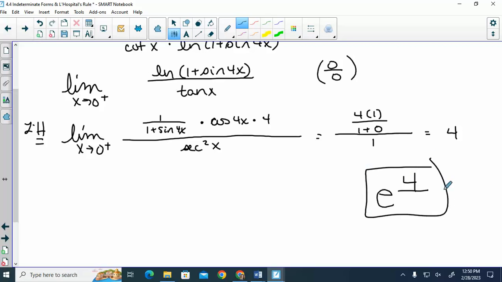You could have done this in reverse. You could add an e at the beginning, and then at the end do the natural log of your answer. It'll work in either order.